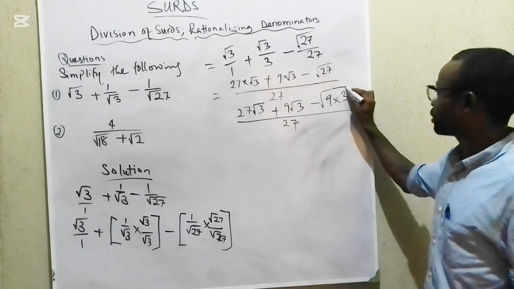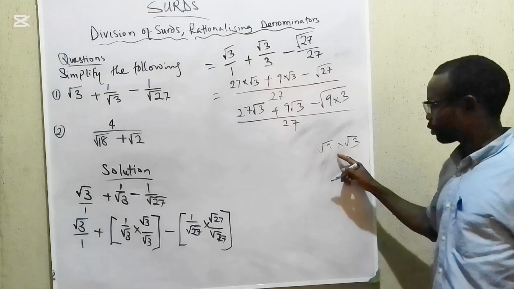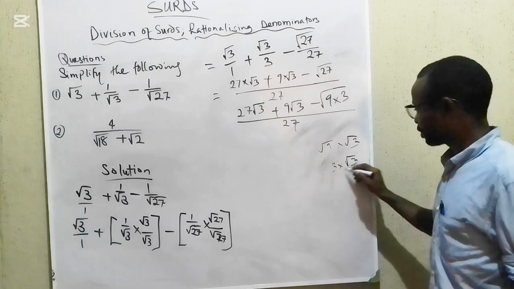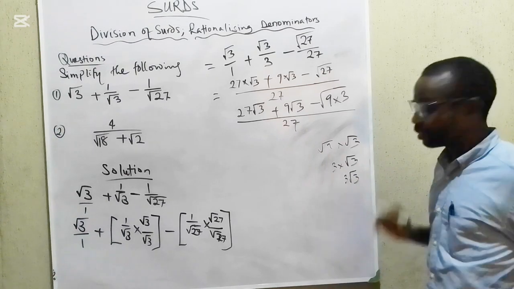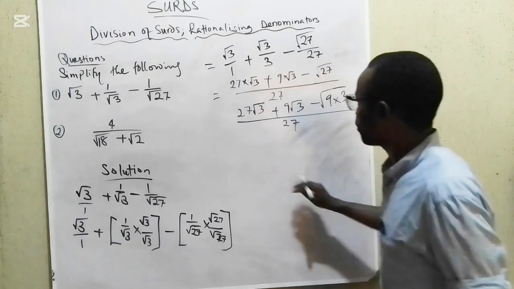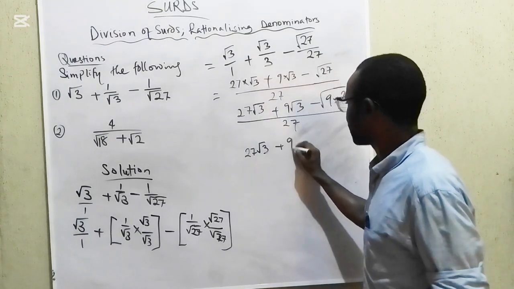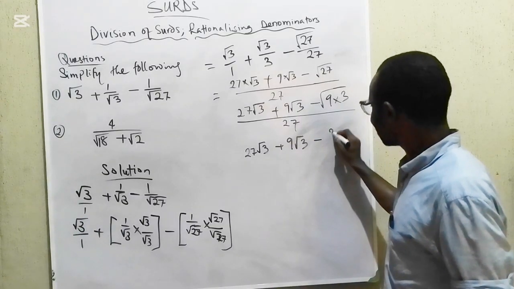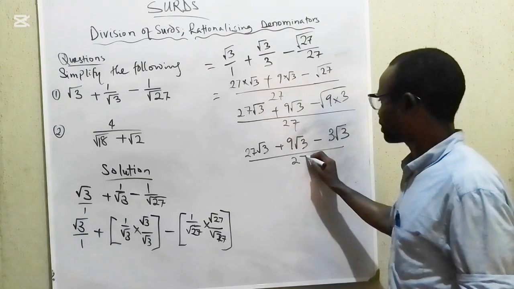What is root of 9 times 3? The same as saying the square root of 9 times the square root of 3. What is the square root of 9? 3. So 3 times root 3 is what? 3 root 3. That is easy. So you come here, you say 27 root 3 plus 9 root 3 minus, this we already have as 3 root 3, all over 27.